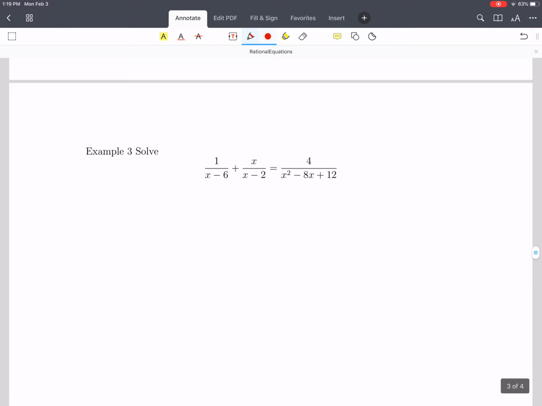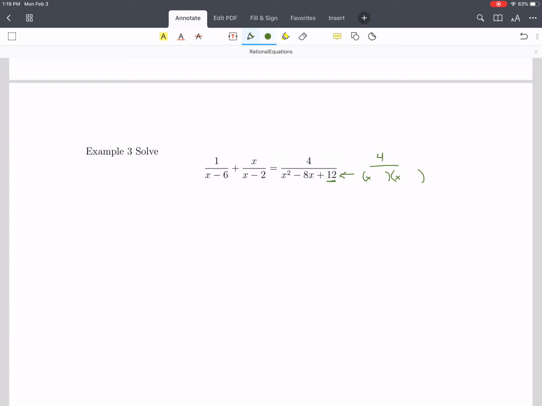Now let's look at another example. Sometimes you can't tell what the least common denominator is until you factor something. If this quadratic was irreducible, then I would just multiply x minus 6, x minus 2, and this quadratic together to get my common denominator. But if I factor this right side, then maybe I'll have a least common denominator that's smaller.